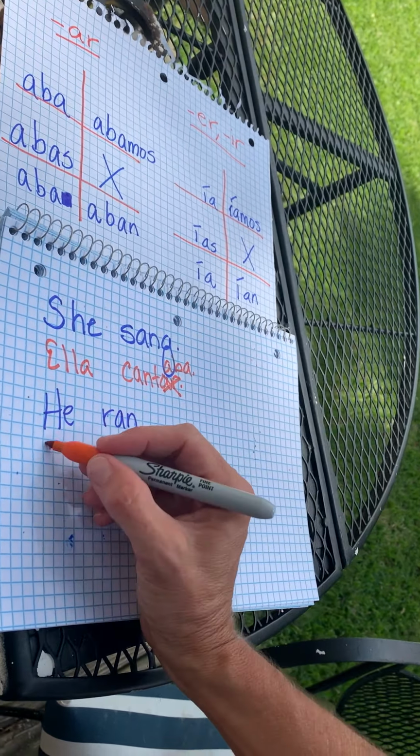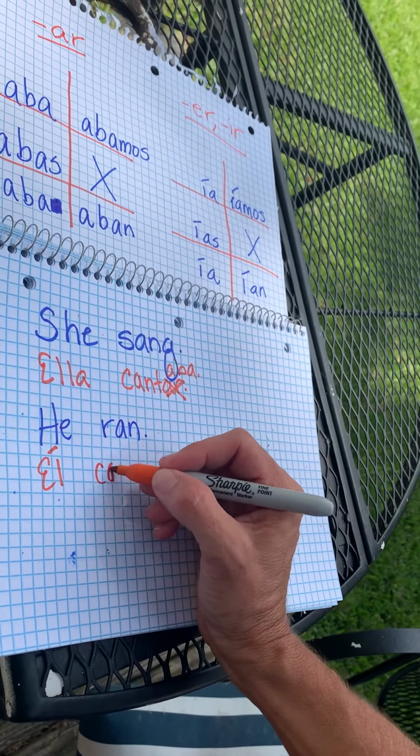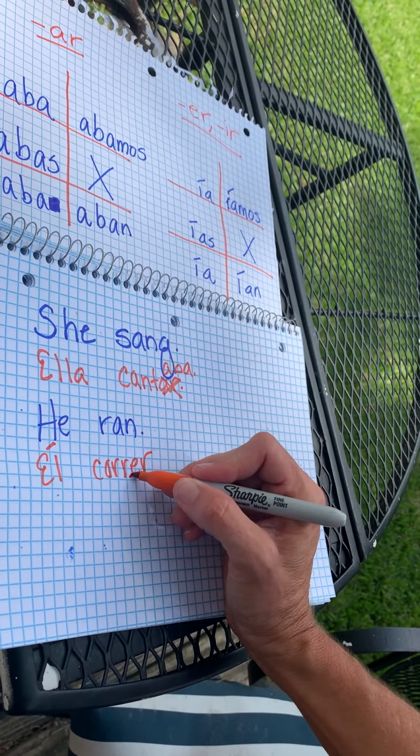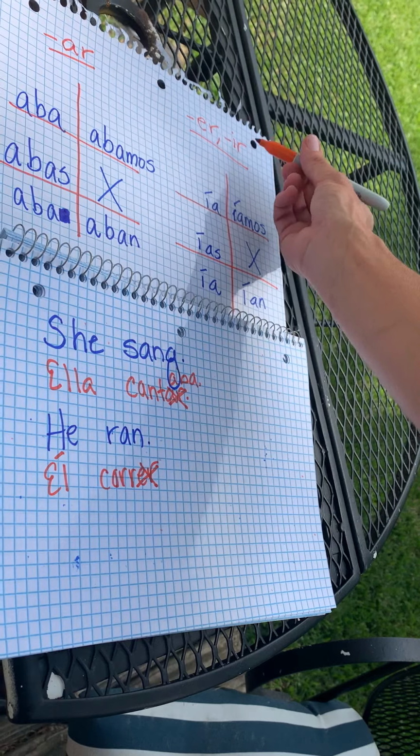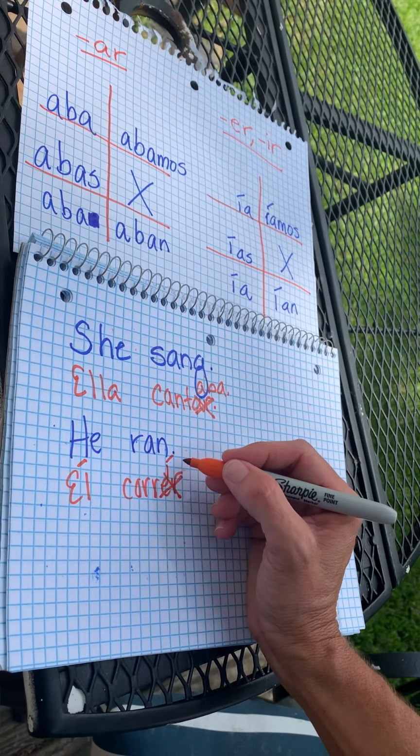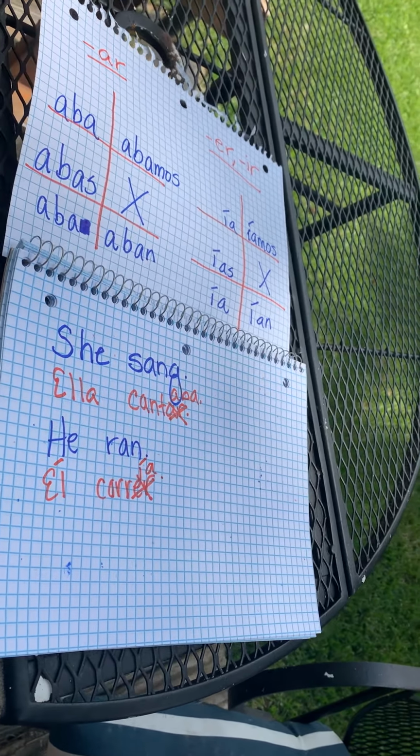What if I wanted to say he ran? Well, the word for he obviously is él. To run is correr. I write my verb, take off my ending. He for the ER would be an IA, so it's él corría.